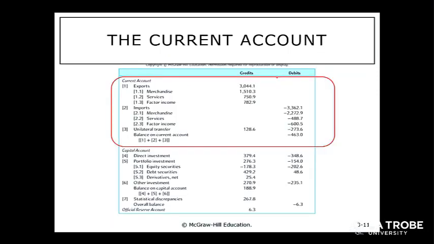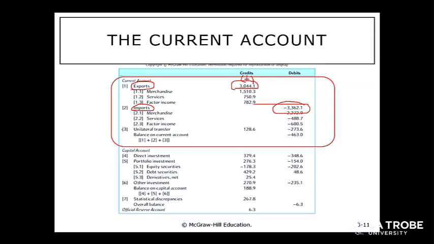So for example, if we look back at the balance of payments in 2015 for the US, what we see here is that in terms of exports, overall, the US gets 3 trillion USD in exports. So they get this much in revenue for selling their goods and services. In terms of imports, it looks like they import a little bit more. So they buy more goods and services from overseas than they sell to other countries. Looking at these two numbers, it looks like they are going to run a trade deficit in 2015.